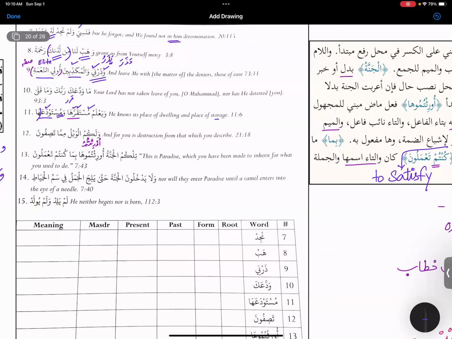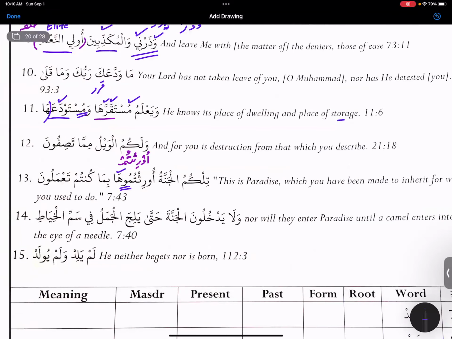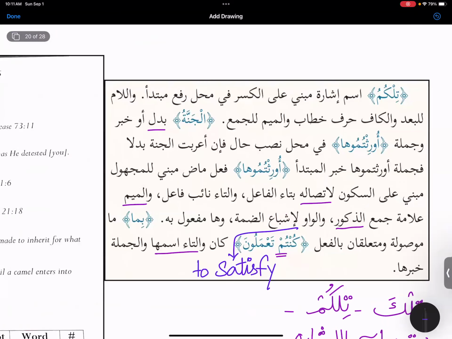Varisa. Right? And then this is Majhul Uristum. And we know for Tum, when we are adding as pronoun, then we need to add vowel over there. Right? So, Uristumuha Bima Kuntum Tamalun. And I put some interesting stuff over here for you guys.